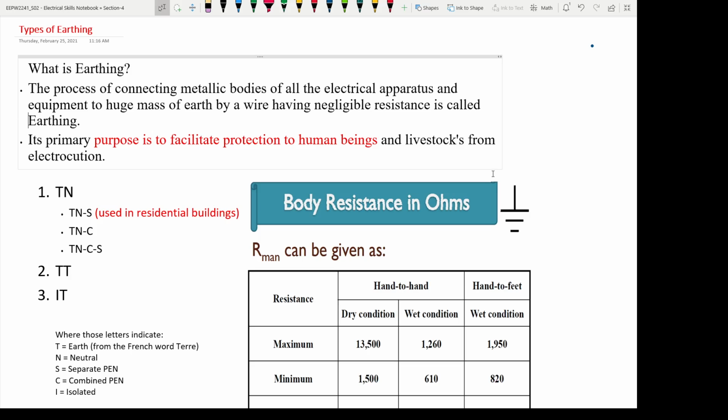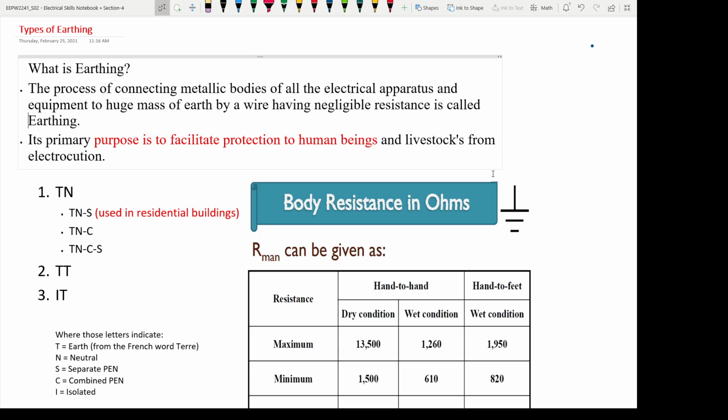So this is a simple intro to earthing. Why do we do it? Obviously, it is for human protection. Any fault or leakage current that happens in our installation must be grounded to the earth, not to the human body. So this is the purpose.